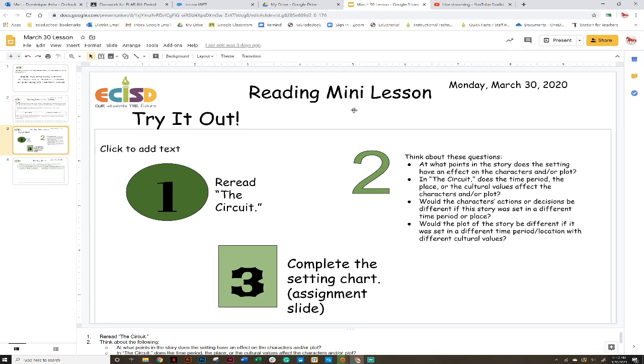Would the characters' actions or decisions be different if this story was set in a different time period? So what would happen if this was set in 2020? How would that difference in time affect how the characters are acting, how it's affecting their decisions? What about if the plot was set in a different time period or location with different cultural values?